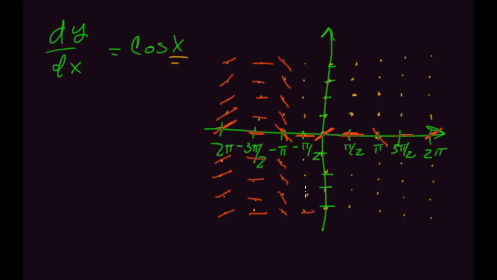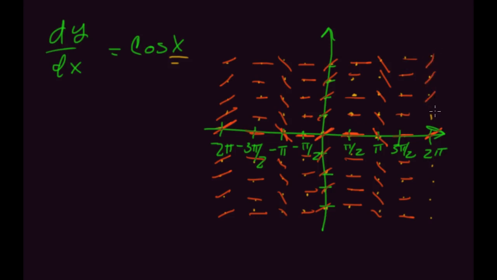Kind of working that out. Wherever x is pi over 2, the slope is 0. Wherever x is 0, we get 1. Wherever x is, there we go, we're at 0 again. So that was -pi over 2. This is pi over 2, still 0. At pi, we're at -1. At 3 pi over 2, we're back to 0. And at 2 pi, we're again at +1. Alright, so this is the slope field that would be formed here.